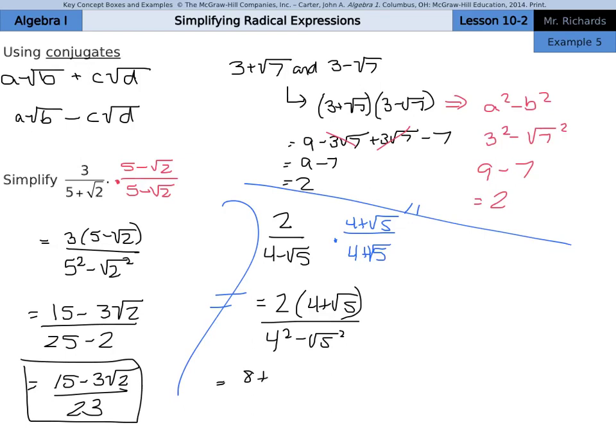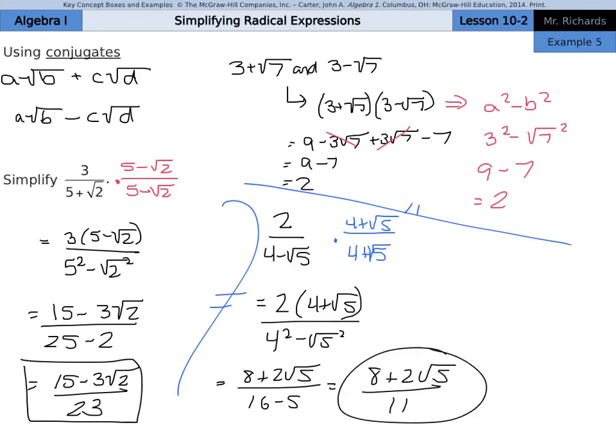So 8 plus 2 square roots of 5 all over 16 minus 5, which is 8 plus 2 square roots of 5 all over 11. And again, these are now simplified expressions because I do not have a square root or any radical on the bottom, and my radical on top is also simplified.